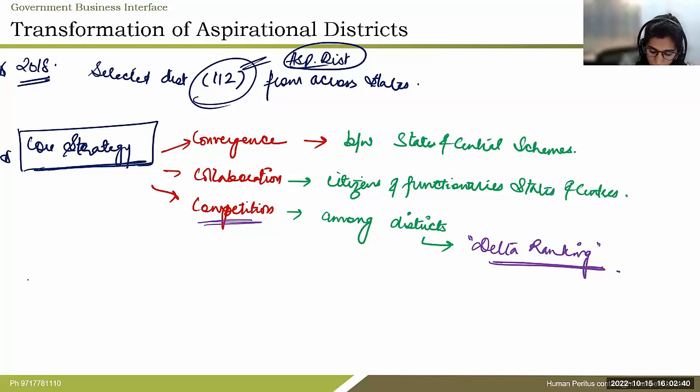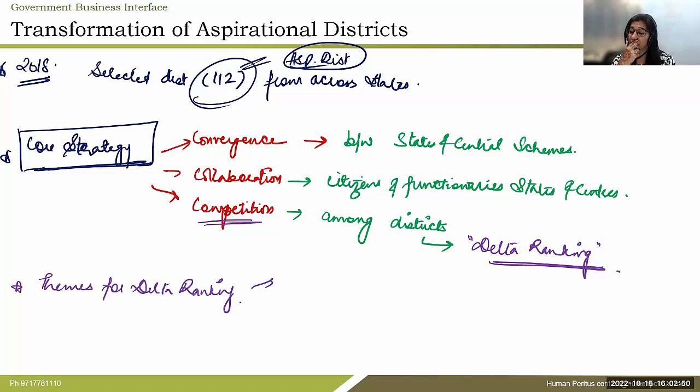Now, what are the themes for Delta Ranking? I'm writing it here. What are these themes? Firstly, every theme has a different weightage in deciding how well a state performs on each parameter. All right. Out of 100%, there is health and nutrition, which gets 30% weightage. If a district is performing very well on health and nutrition, 30% of its total score would be from health and nutrition.